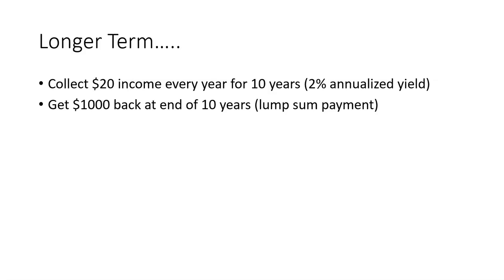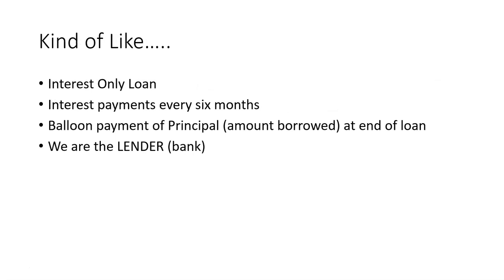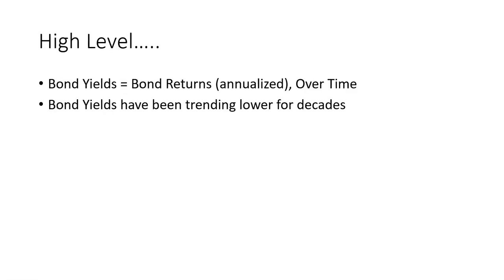And then you're going to get your $1,000 back at the end of the 10 years in the form of a lump sum payment. It's kind of like having an interest-only loan where interest payments are due every 6 months, and then there's a balloon payment of principal, that's the amount borrowed, at the end of the loan. Except in this case, instead of being the borrower, we're the lender. We're acting as the bank.